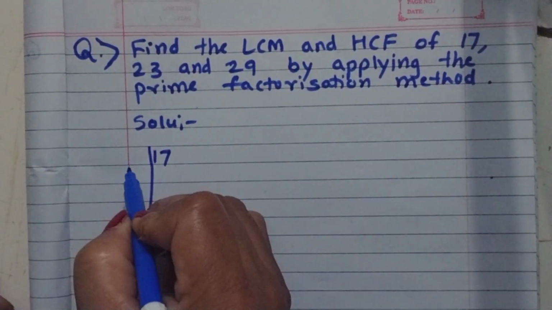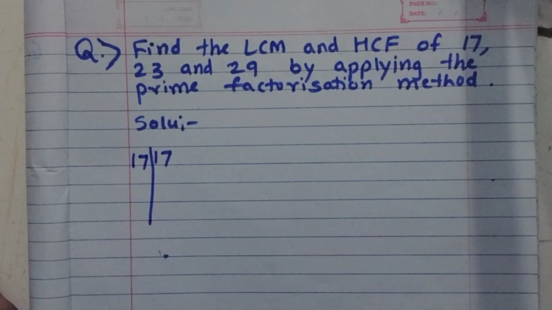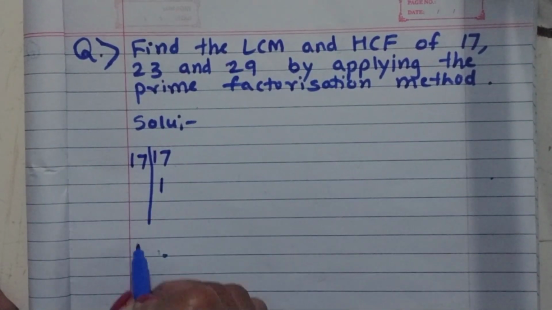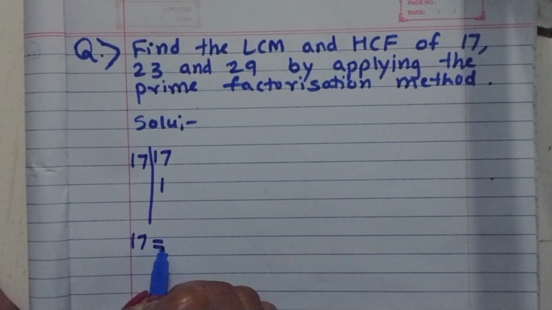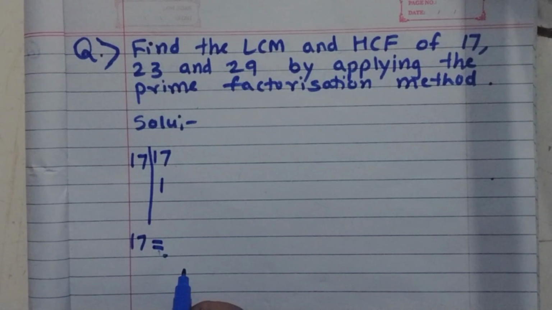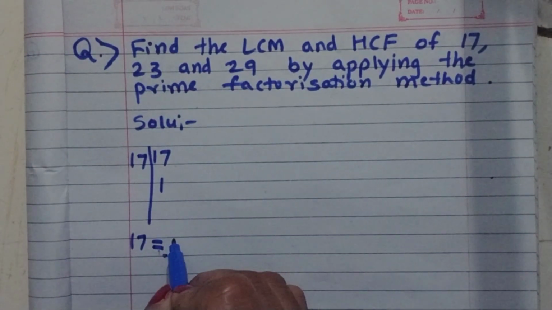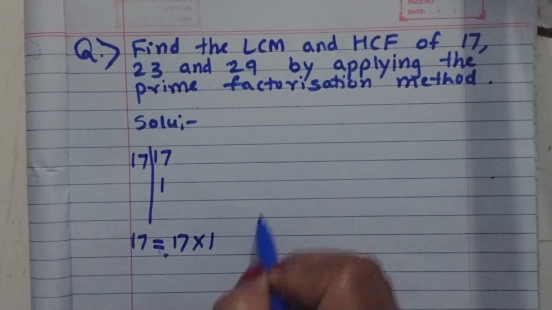17 is a prime number, so 17 is divided by the number itself. So 17 ones are 17. So we can write here 17 in the form of a product of its prime factors. Now 17 is equal to 17 multiplied by 1.